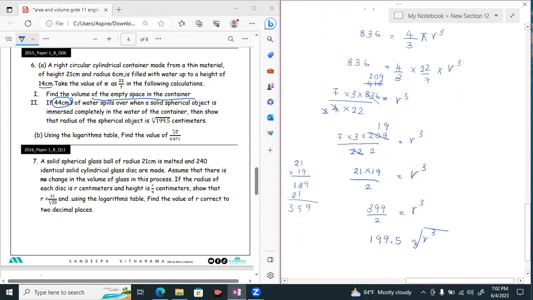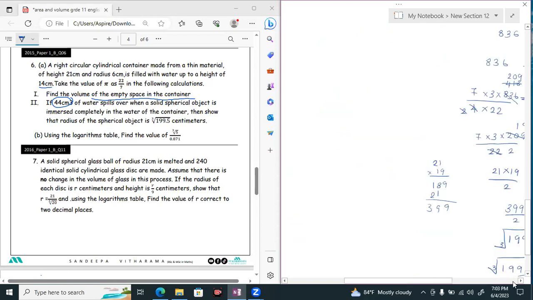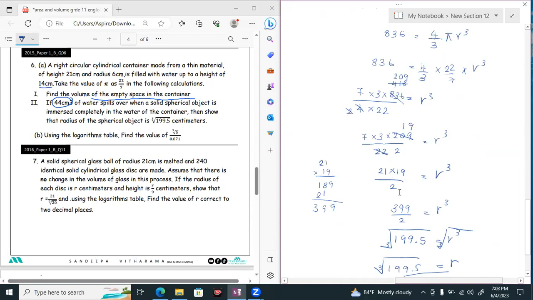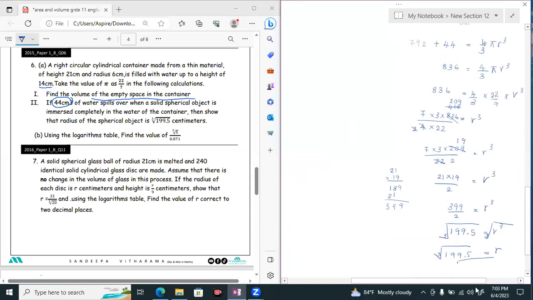Then take cube root. This side also take the cube root. Then it is 199.5 equals, sorry. It's clear, no? Okay, write down this answer.